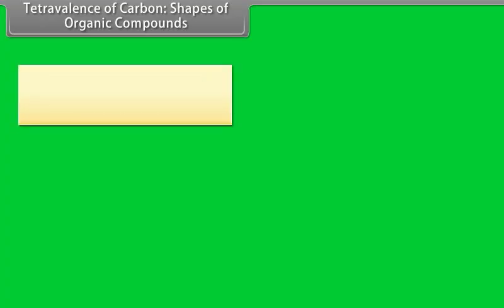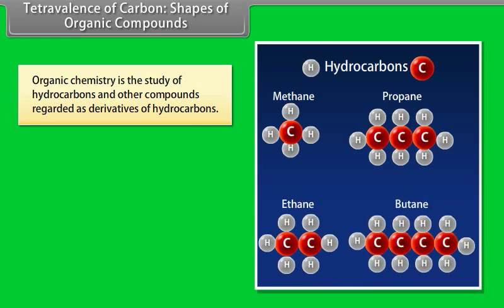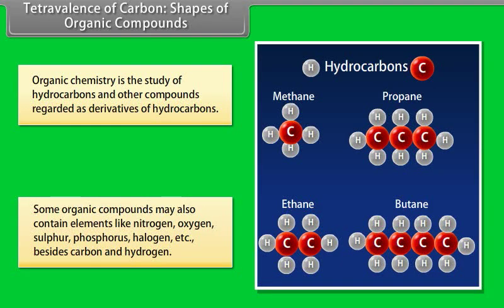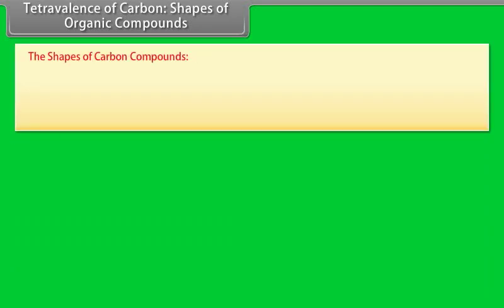Tetravalence of carbon, shapes of organic compounds. Organic chemistry is the study of hydrocarbons and other compounds regarded as derivatives of hydrocarbons. Some organic compounds may also contain elements like nitrogen, oxygen, sulfur, phosphorus, halogen, etc. besides carbon and hydrogen. The shapes of carbon compounds.